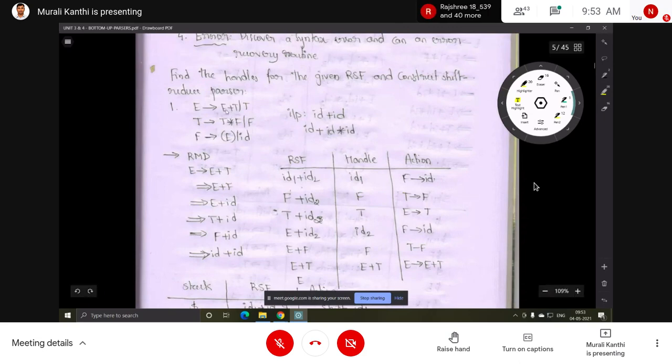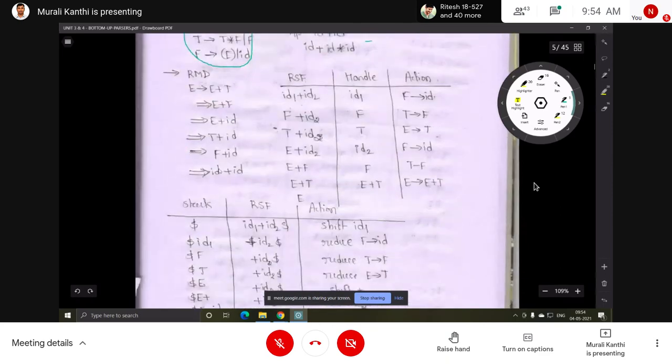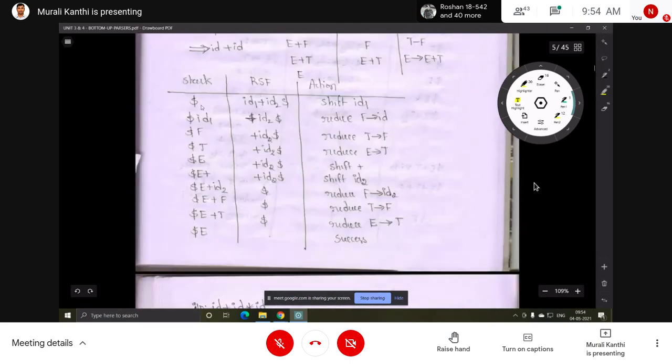Then we'll see one example. This grammar is taken for it, and the input strings are id plus id and id plus id into id. These two are accepted. First we take a stack, and this is a rightmost derivation, which we will see later. Initially, dollar is on the top of the stack, and the input string is taken in the input buffer. Then the action: either shift, reduce, accept, or error.